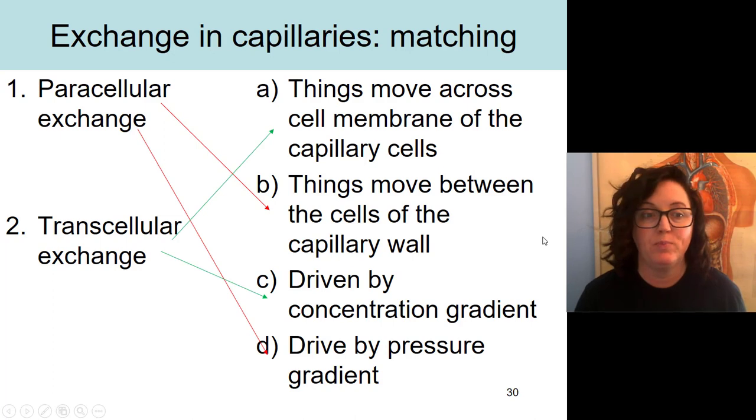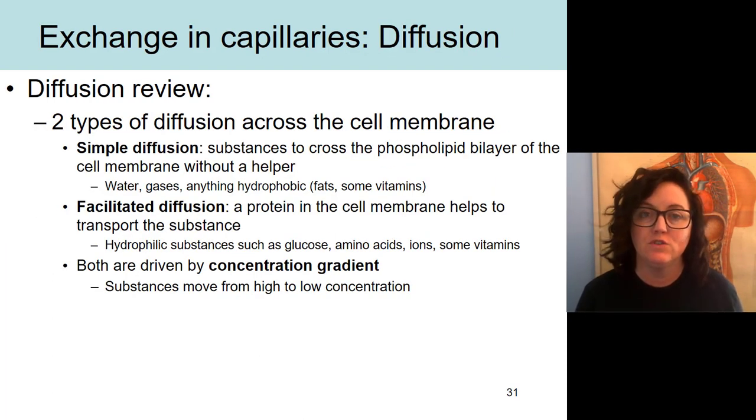So here's your answer. Paracellular exchange matches with things moving between the cells of the capillary wall and being driven by a pressure gradient, whereas transcellular is referring to things moving across the cell membrane of the capillary cells, and it's driven by a concentration gradient. Diffusion is the driving force behind the transcellular route.